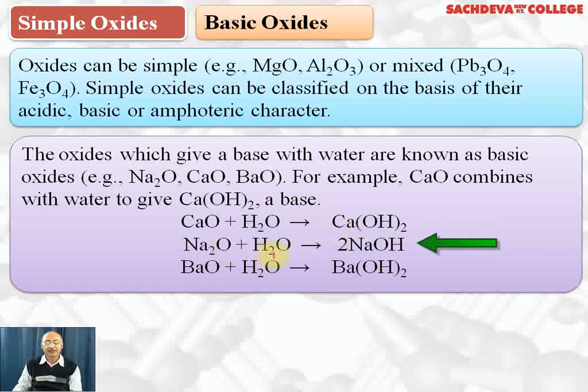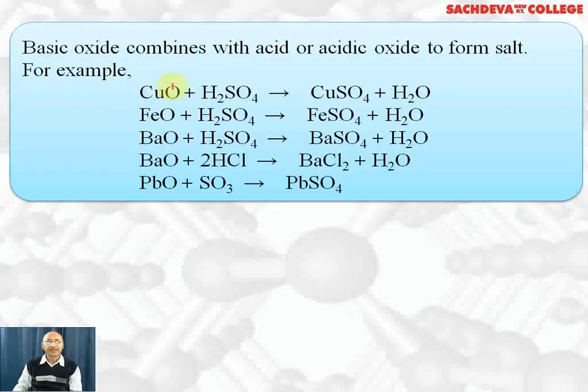Sodium oxide dissolves in water forming sodium hydroxide, which is called caustic soda. Barium oxide reacts with water to form barium hydroxide, which is a strong base like sodium hydroxide. Basic oxides also combine with acids or acidic oxide to form salt.